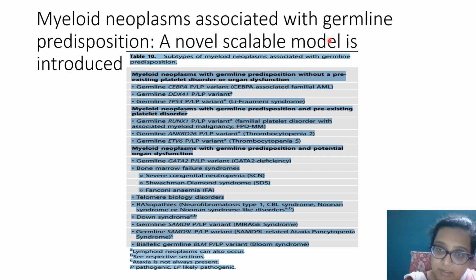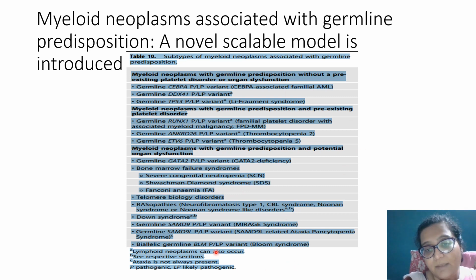Why? Because clinically they are seeing with germline mutated AMLs, you're getting a lot of platelet disturbance on CBCs. It's like a catching factor for a clinician that there might be a germline mutation. So you will get thrombocytopenias in a lot of platelet disorder associated AMLs like RUNX1, ETV6, ANKRD26. All these have thrombocytopenias. Fine. And then there is myeloid neoplasm with germline predisposition and potential organ dysfunction, like GATA2 mutation associated with bone marrow failure syndromes like Shwachman-Diamond, Fanconi's anemia, RASopathies. You have to go through it and read it.